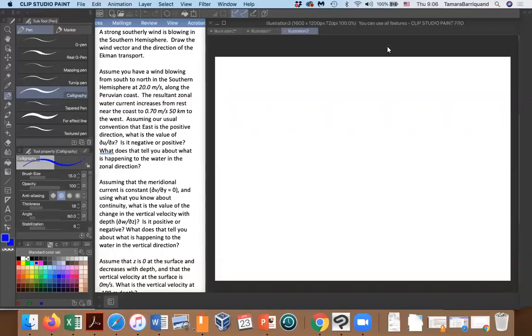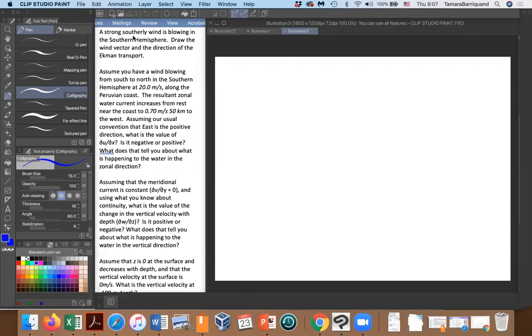Hello, welcome back. We have been looking at this idea of continuity. And what we're going to do right now is try to see how we can apply the idea of continuity to an example considering coastal upwelling or downwelling. So we're going to start by getting ourselves oriented to how wind is going to move water in the ocean. So let's start by thinking again at this simple general example here.